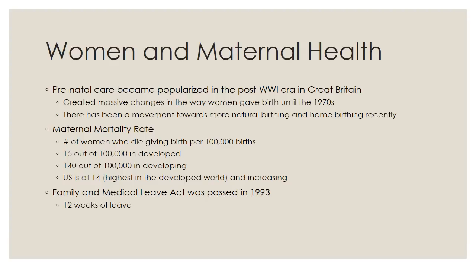What the UN actually uses is a maternal mortality rate, which is the number of women who die giving birth per 100,000 births. In most developed countries, it's 15 out of 100,000. In developing countries, it's 140 out of 100,000. The U.S. is at 14 out of 100,000, which is the highest in the developed world. And we've actually increased. In the early 1990s, it was about 10 in 100,000. So we're the only developed country that has an increasing maternal mortality rate.